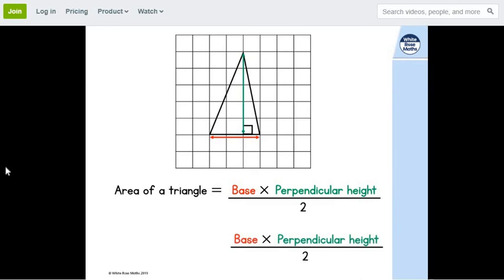So for this triangle, the base, which is the one I've marked in red, in this case is 3. The perpendicular height, so we're going at a right angle from the base until it reaches the height of the triangle, in this case is 5. So my formula is 3 times 5 divided by 2, which we know is 7.5 squares.